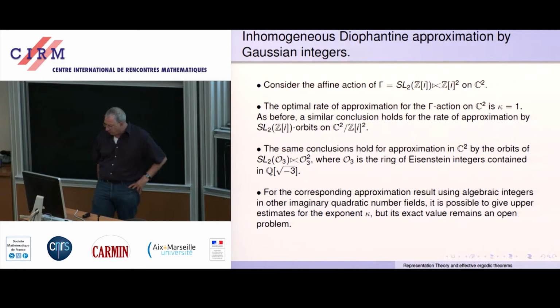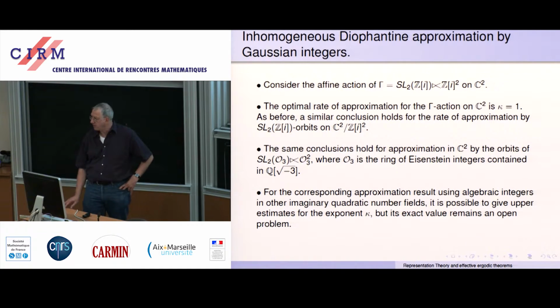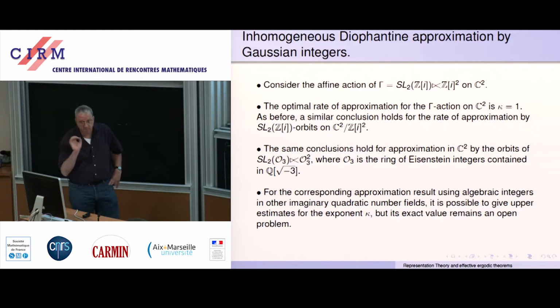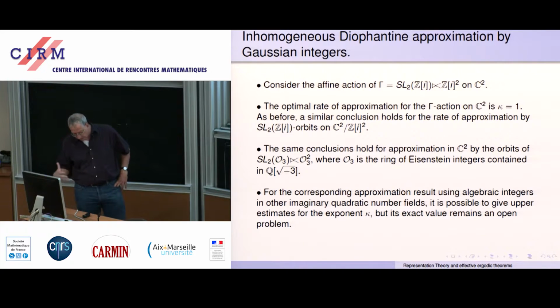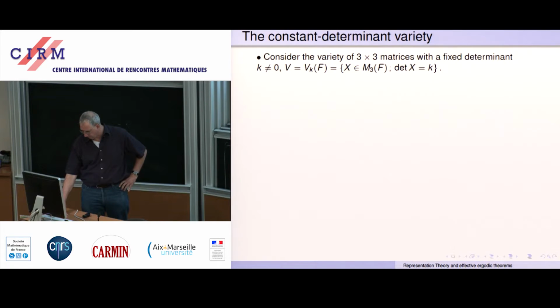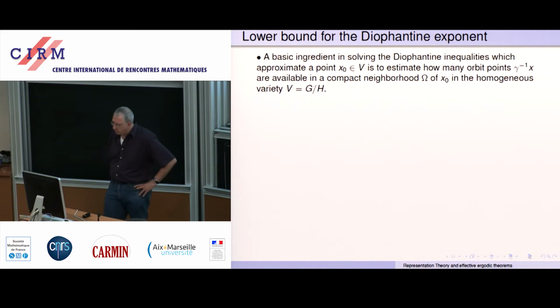However, for the corresponding approximation result using algebraic integers in other imaginary quadratic number fields, it is possible to give an upper estimate for kappa, but its exact value remains an open problem. This is a very sensitive problem. There is a very sensitive parameter associated to it, which has to do with the Selberg eigenvalue conjecture, which, as I said, is not known in every case, but as far as we are aware, this is an open problem. There's another example here, but let me skip to our discussion.